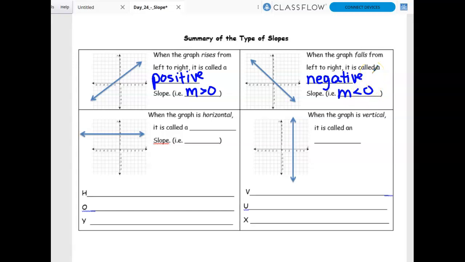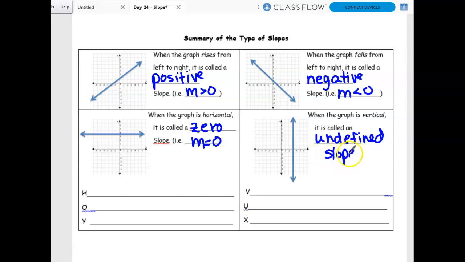When the graph is horizontal, it's called a 0 slope. In that case, our m is equal to 0. And when the graph is vertical, it's called an undefined slope. We can't define it because we're dividing by 0 here, so it's an undefined slope.